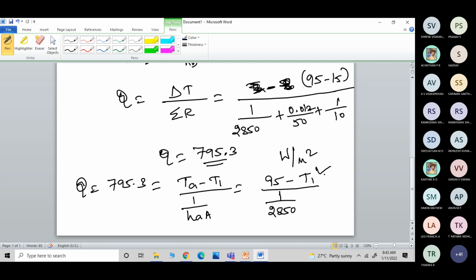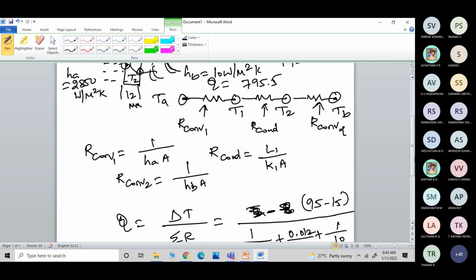How much is T1? Sir, I'm getting 94.72. Yeah, that is correct. T1 is equal to 94.72 degrees C. And try to find out T2 also. Now, use the second resistance. Okay, now we have got T1.